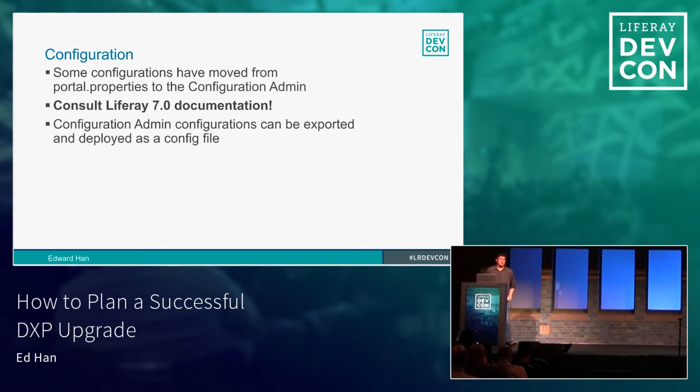So another thing to consider is the configuration risk. Some configurations have moved from the portal properties to the configuration admin. This is a new configuration management tool within the control panel in Liferay DXP. Make sure you consult the Liferay 7.0 documentation on this because some things have moved into that configuration. One of the biggest ones I can think of is the document library store. The file store configuration for the location, for example, has been moved to the configuration admin.